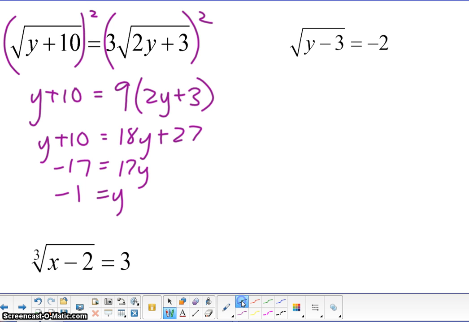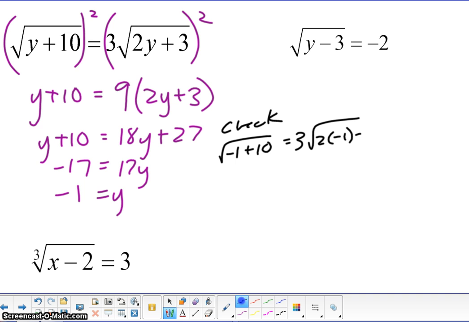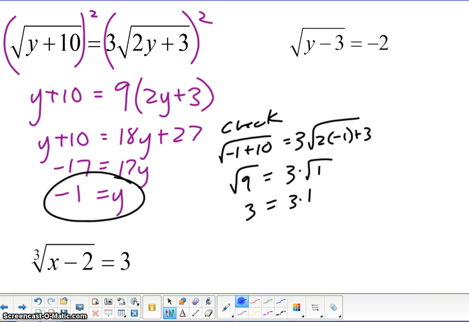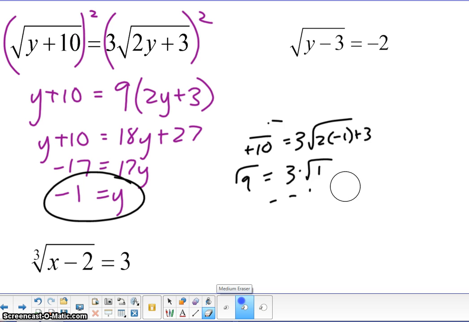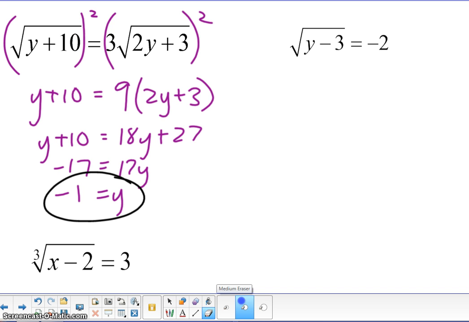If we're going to check our answer, it would be negative 1 plus 10 in the square root symbol, 3, and then 2 times negative 1 plus 3 in the square root symbol as well. So that's square root of 9. This is negative 3, so that's just 1 inside. That's 3, and that's 3 times 1. We've got our answer is correct. All right, very well then. Let's go on to the next one.